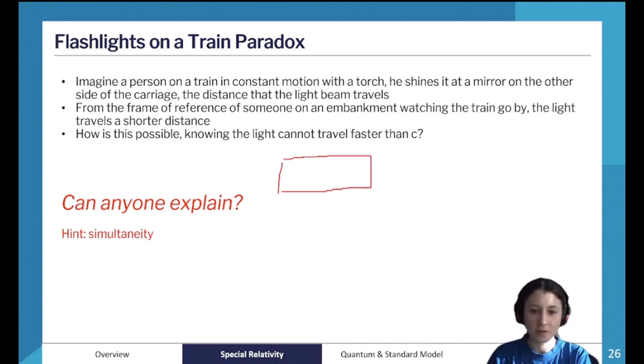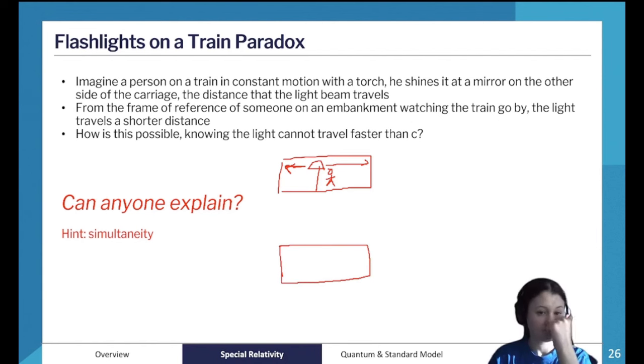Our carriage, the light, they would see the light hitting either end of the carriage at the same time. This is a person standing on the train. Alright? But if we have a person standing outside of the train, what are they going to see? They're going to see the light in the middle. Alright. What else are they going to see though?